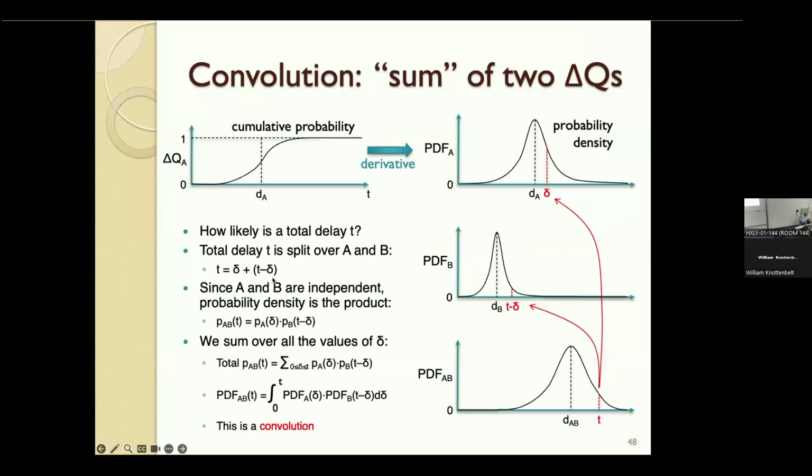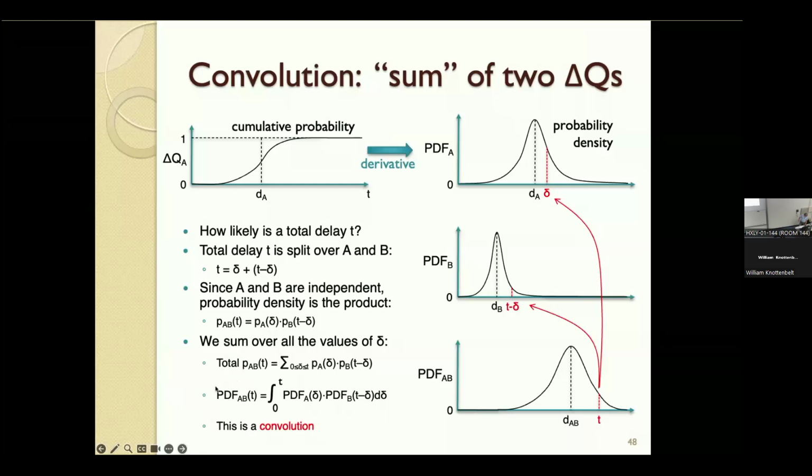So the little t is a particular little delta plus T minus delta. So you can see here in the diagram, if the overall delay is T, there can be a delay little delta in A and T minus little delta in B. And the overall probability density of AB will be the product of the two, because we have two independent events. The two systems are independent, so the probability density is the product.